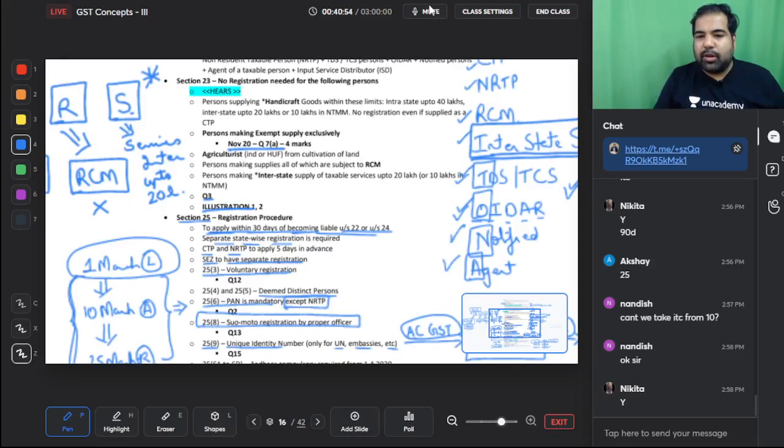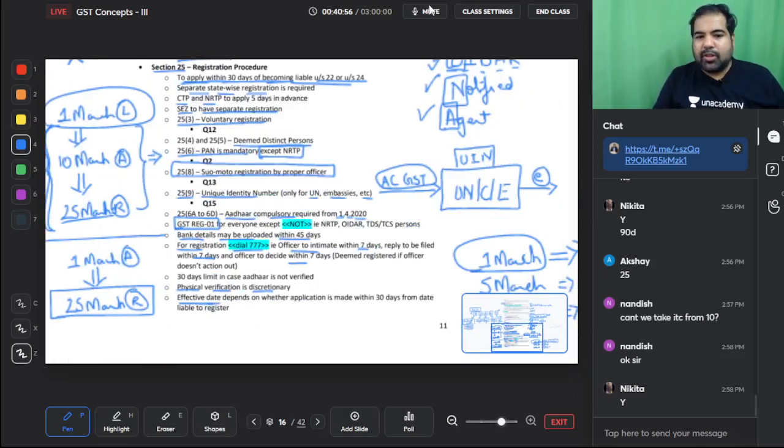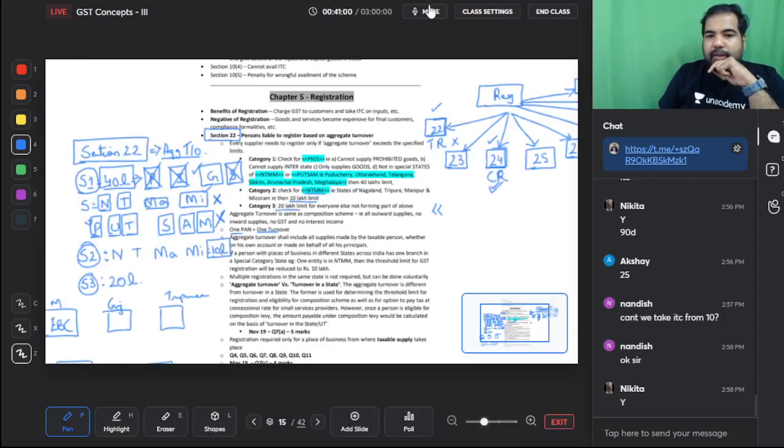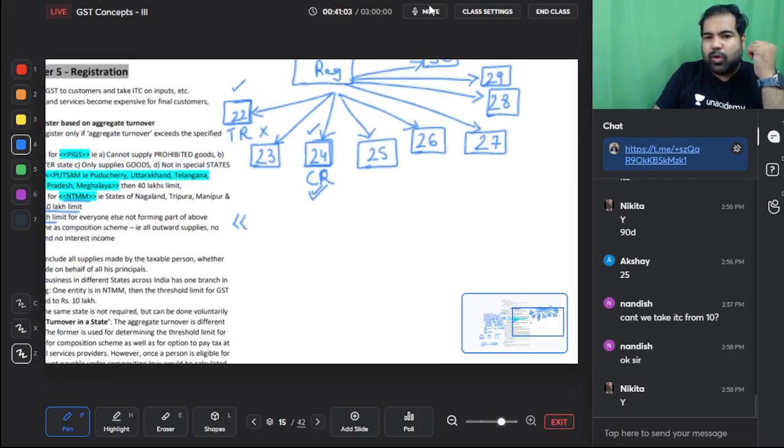Mainly questions can be on effective date in this section. Alright. That is section 25. It just tells you what is the process of registration.